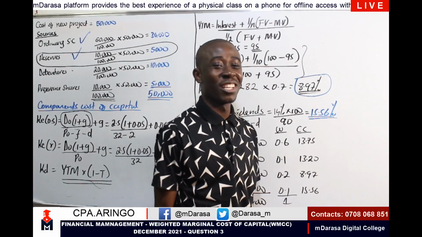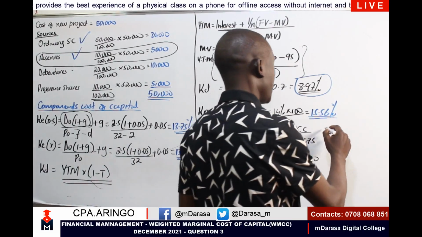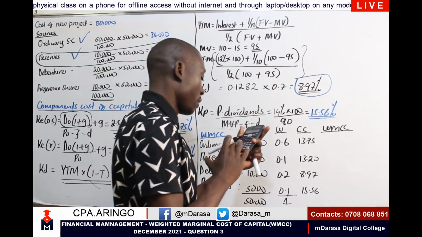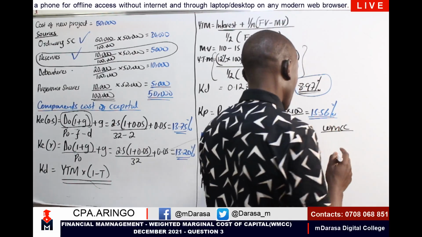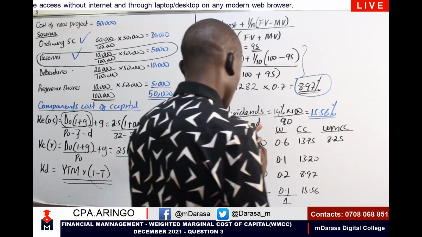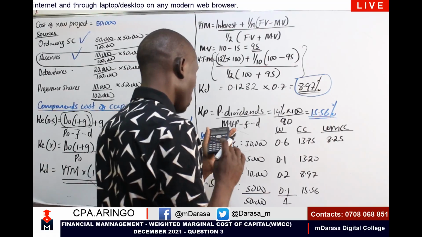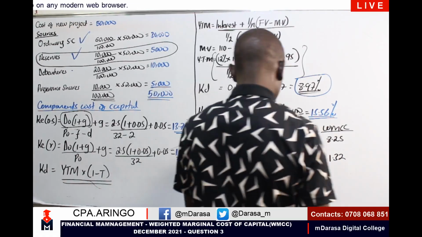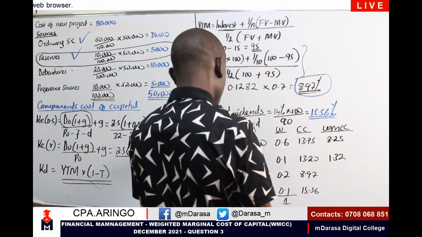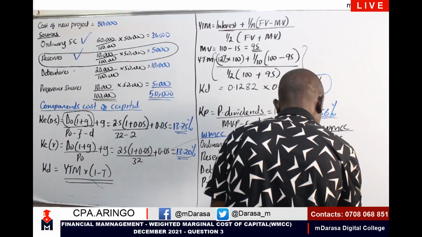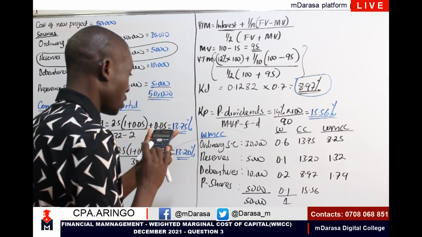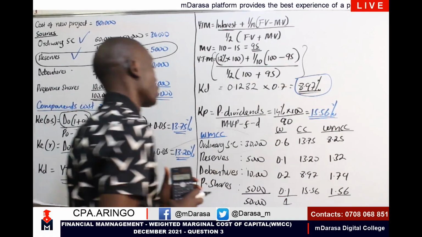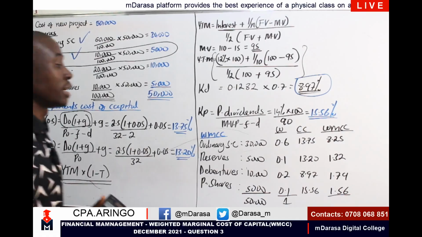What has remained, according to the steps that Mwalimu had given us, is to multiply. So that for us to determine our WMCC, the first instance I'm having 0.6 times 13.75, which will give us 8.25. The second one, 13.20 multiplied by 0.1, gives us 1.32. Then 0.2 times 8.97 gives me a figure of 1.79. Finally, preference shares, 15.56 times 0.1, gives me a figure of 1.56.